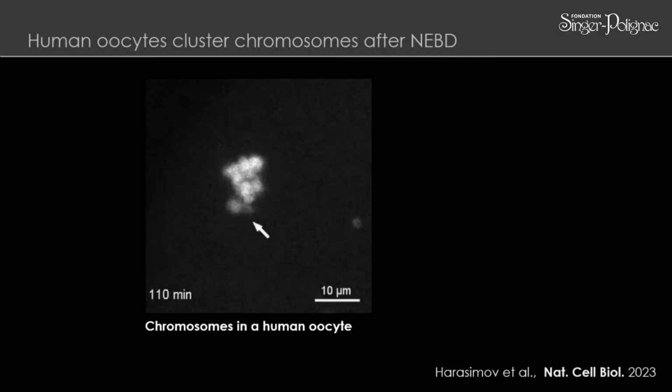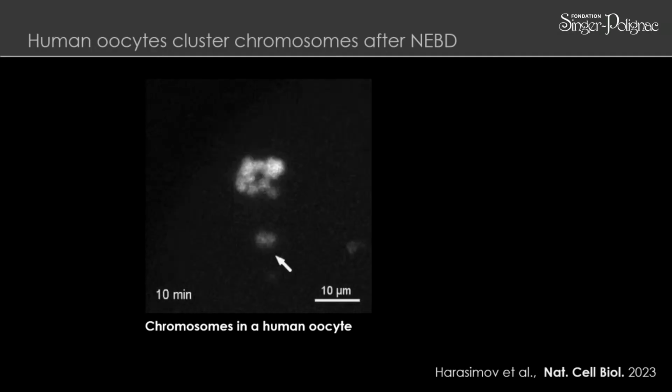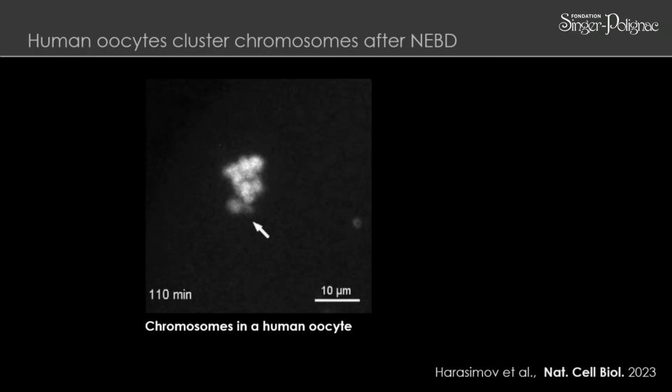Now, I mentioned briefly that there's this unusual phase in human oocytes where the chromosomes are free in the cytoplasm. So the nucleus breaks down, but then it takes some time before the spindle assembles. And this can take several hours in humans. And we were very interested in understanding what is happening in this phase. And here you can see that the chromosomes are moving towards each other into a cluster.